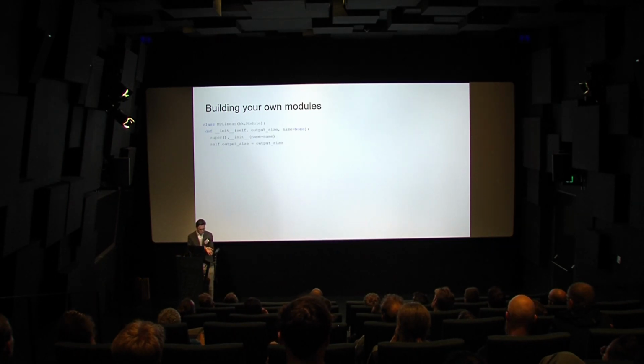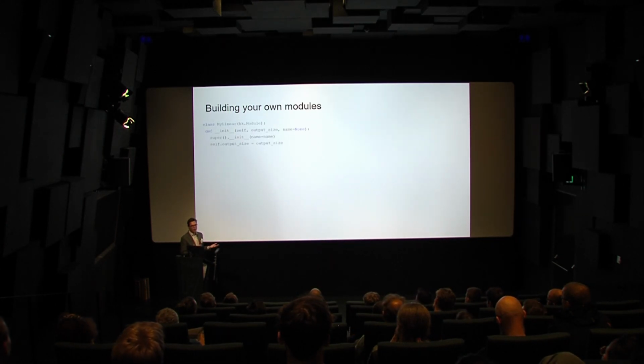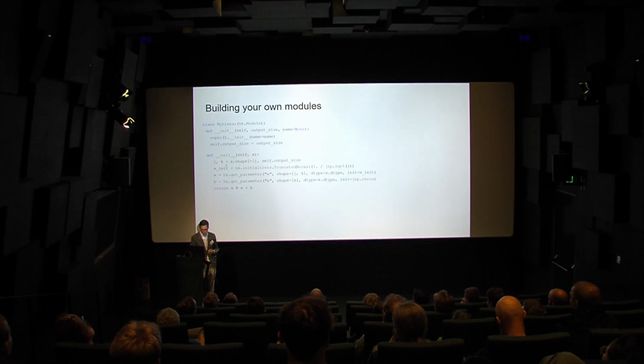So Haiku also allows you to build your own modules. So let's say I want to partly reinvent the wheel. Then I can define my own module by just inheriting from haiku.Module. And here you just specify, for this linear function, the number of hidden output units of your linear transformation. And then you specify your __call__. And in this network you have weights and biases.